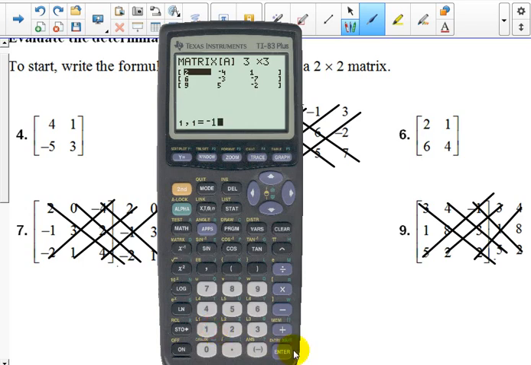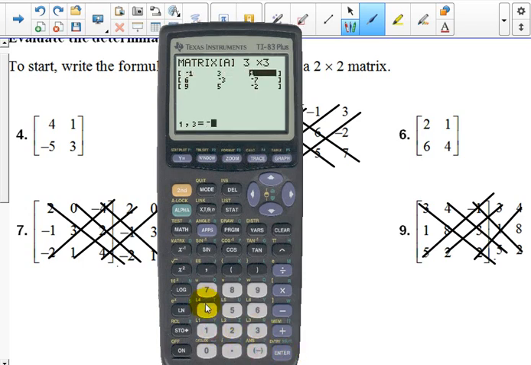So, negative 1, enter, 3, enter, negative 4, enter, 6, enter, negative 2, enter, 8, enter, 5, enter, 7, enter, negative 3, enter. And I hope that's right. So I'm going to quit out. And now I'm going to double check my determinant.